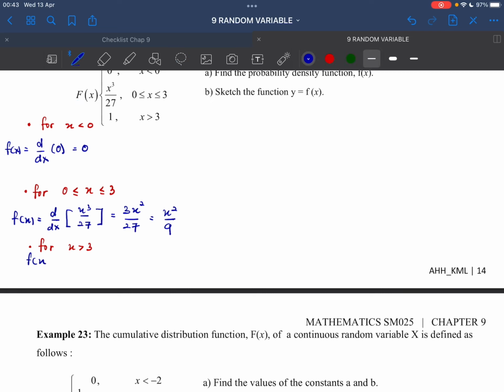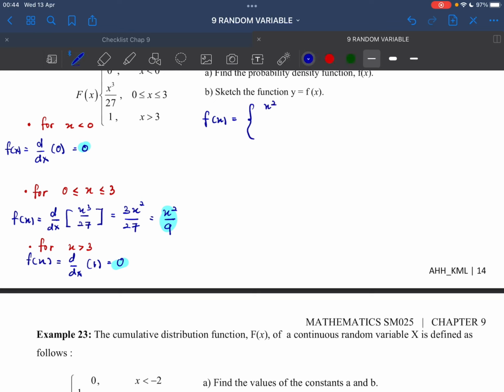Alright, for f(x), we differentiate the function, which is 1. Differentiate 1, a constant, will still be 0. So now you have function 0, 0, x squared over 9. Make sure you write the piecewise function. So the 0, 0 we can combine.